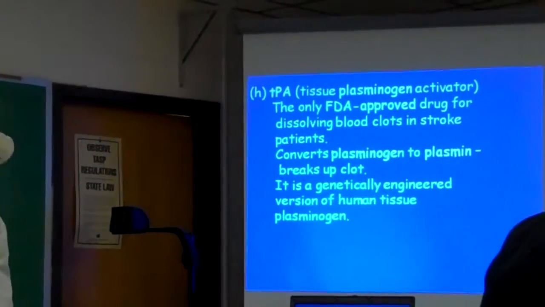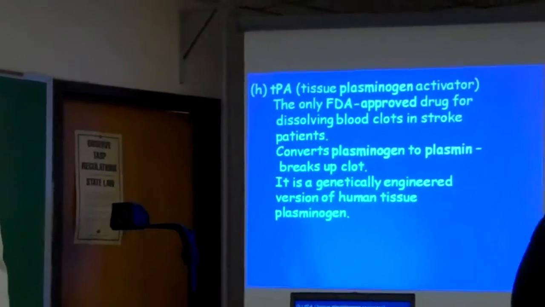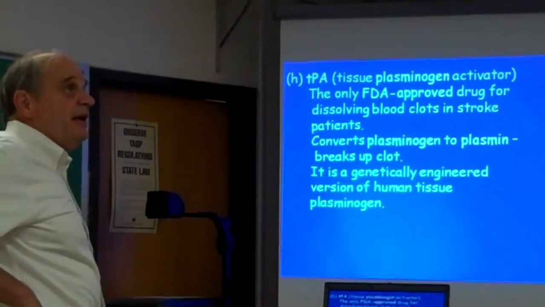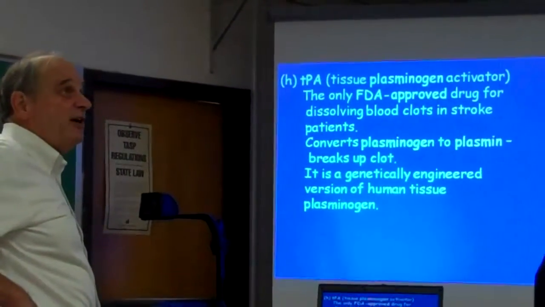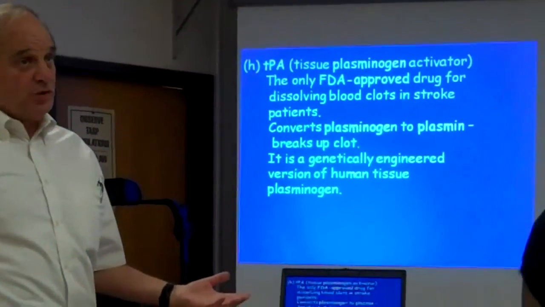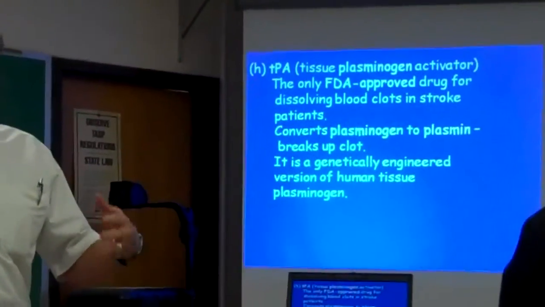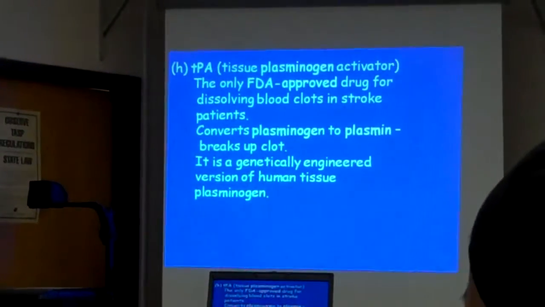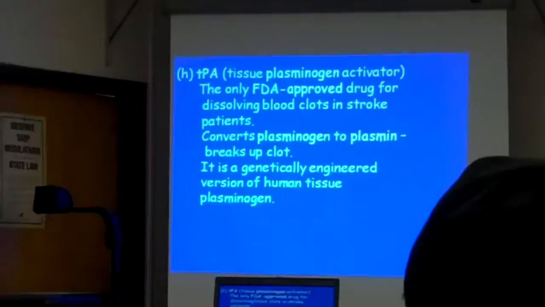Okay. Yeah, make sure you got that one. At least you know what TPA is. And know that it's tissue plasminogen activator, meaning, again, that it simply works to convert plasminogen to plasmin. What does plasmin do? Dissolves blood clots. You got that? All right, make sure you know that. That's important. And you'll hear about it.